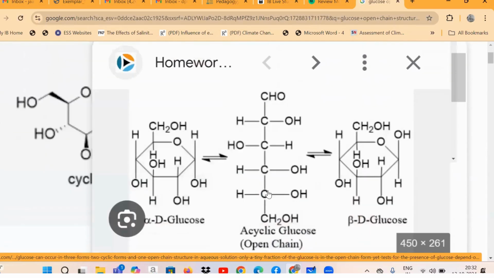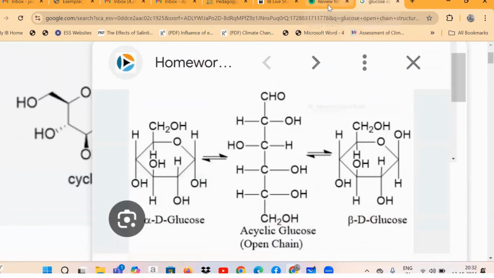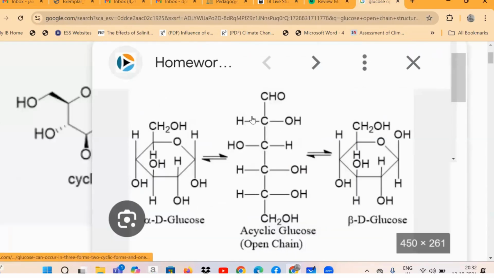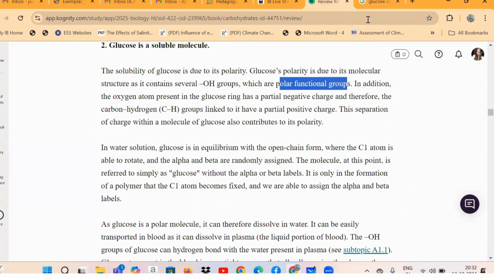This is the open chain structure. Why does it become open chain? Because the carbon one, C1, has the ability to rotate, and that's the reason it becomes open at certain points of time. As a result, it is also considered to be a soluble molecule. Because of this rotation, there is formation of isomers, alpha and beta. In one direction it'll be alpha, and in the other direction it will become beta because of the OH group.